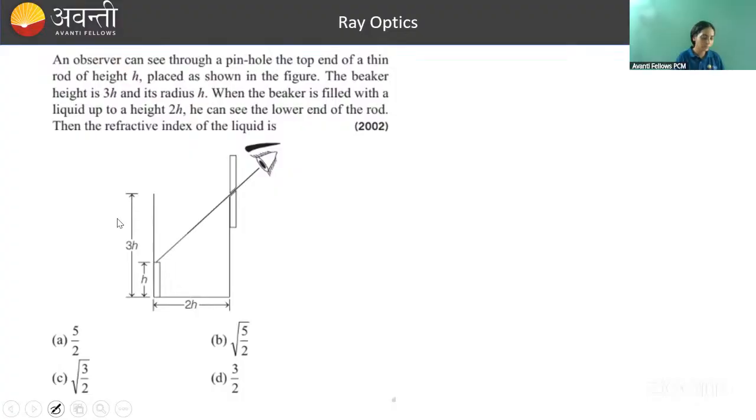Yes, that will be B only. Chalo. Let me know here.